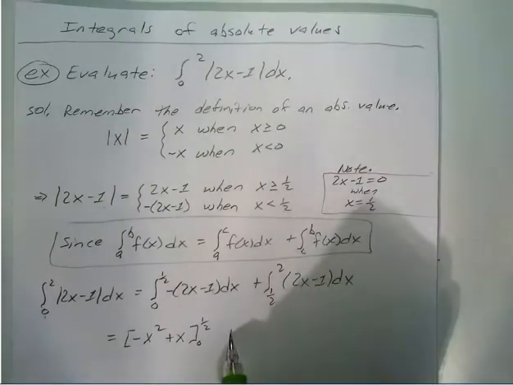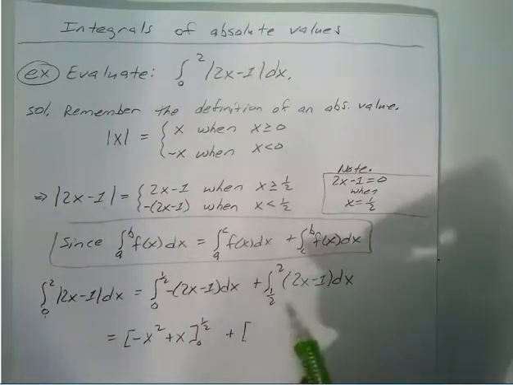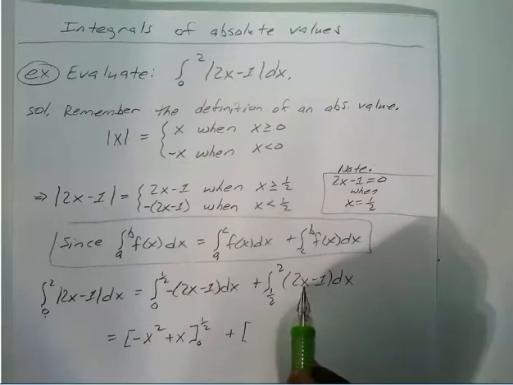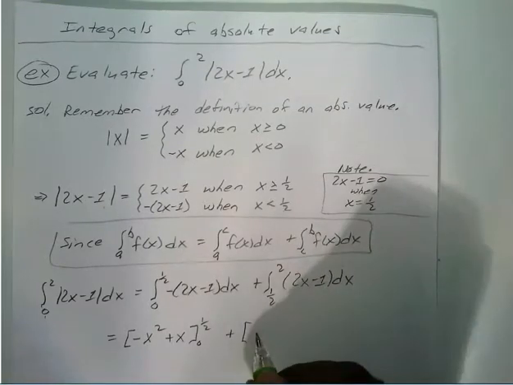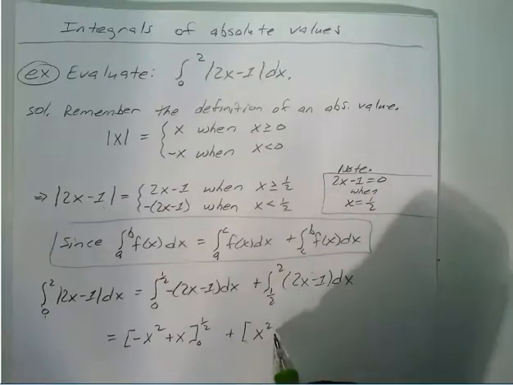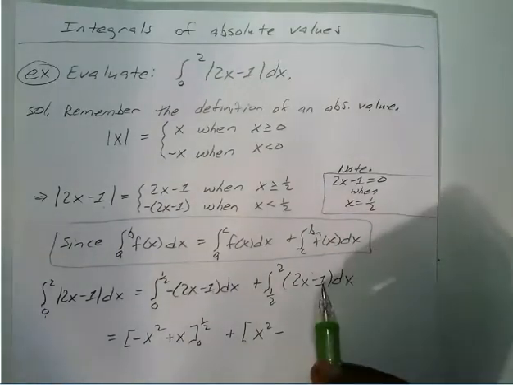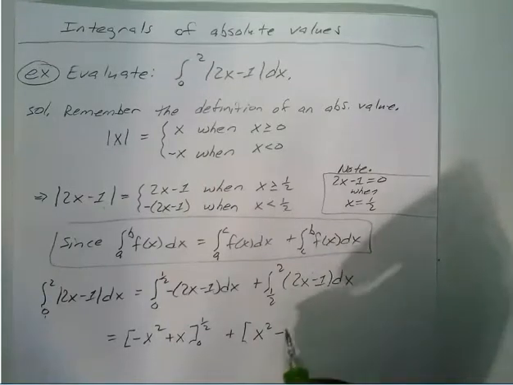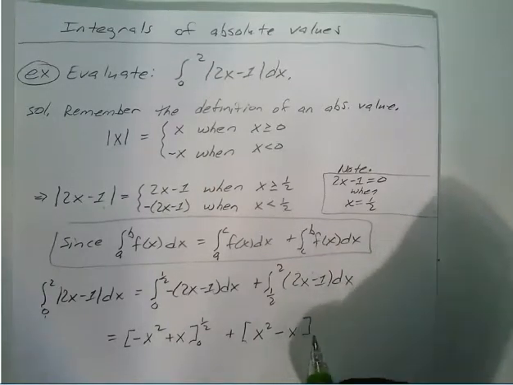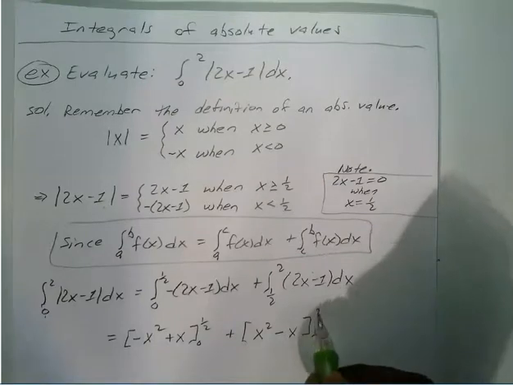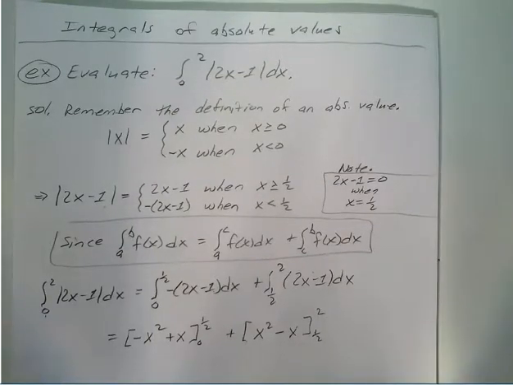Plus, now we get the integral of 2x. Remember, that's x squared over 2, and the 2's cancel out, so that just becomes x squared. Minus the integral of 1, which is just x. And that's from 1/2 to 2. Now it's starting to take shape.